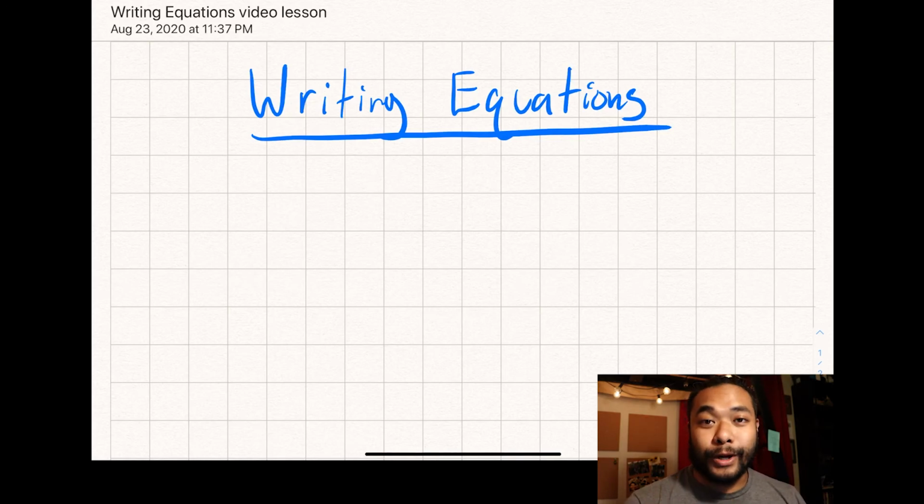We get better at reading by reading. We get better at writing by writing. And the more things we read and the more things we write, the better we get. So hopefully I could give us a little bit of a foundation in this lesson.